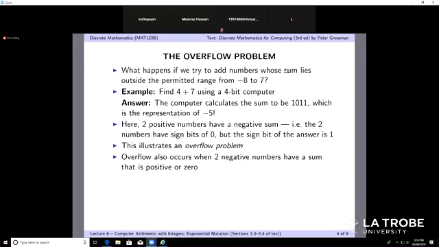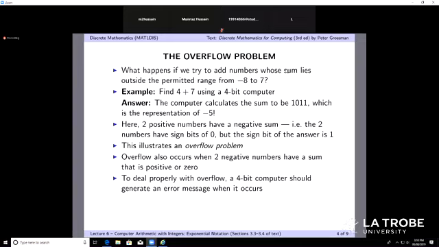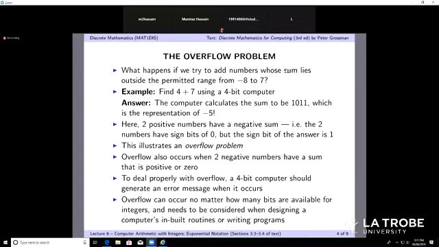Overflow also occurs when two negative numbers are added and your sum is positive. So to deal properly with overflow, a 4-bit computer should generate an error message when it occurs, of course. Similarly, if you have a 16-bit computer, similar kinds of things would happen, and it should generate an error if that happens. As the last item says, overflow can occur no matter how many bits are available for integers, and needs to be considered when designing a computer's inbuilt routines or writing programs.